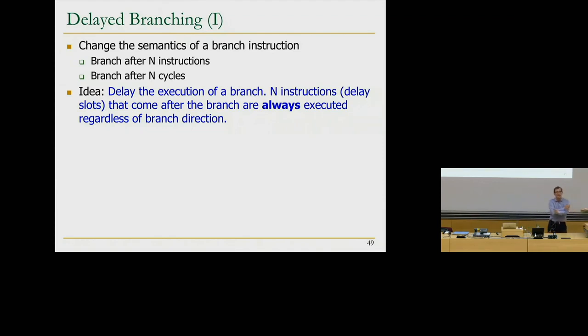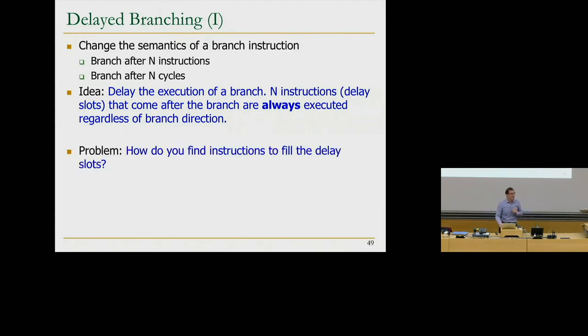If you're pipelining, and if you need to figure out what instruction to fetch next, and if the branch resolves after n cycles, why not write your program such that n instructions after the branch are always executed? And it's the programmer's job to figure out what to put in those n delay slots, or the compiler's job. That's the idea.